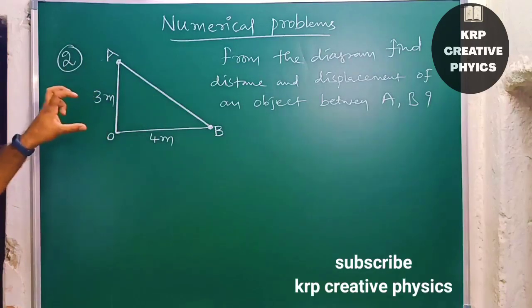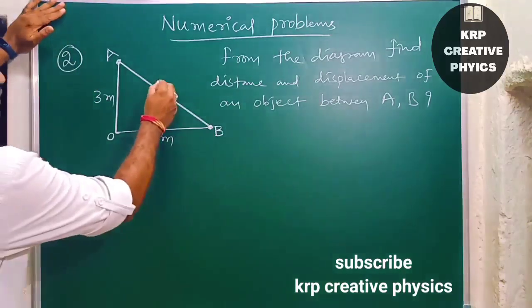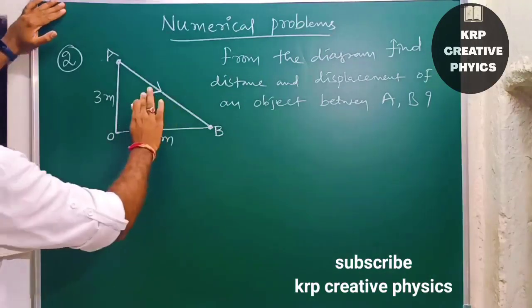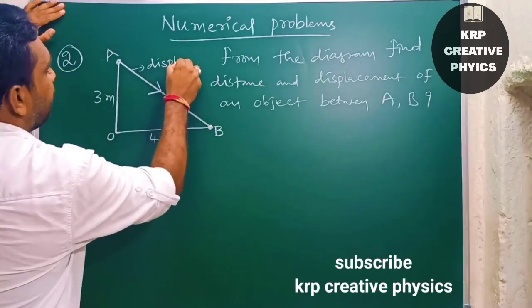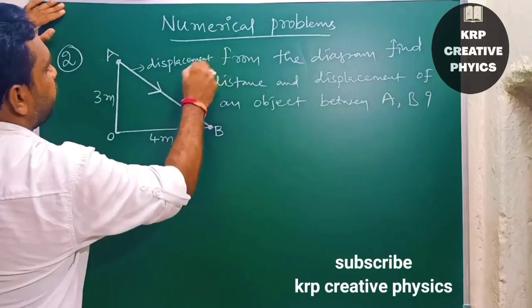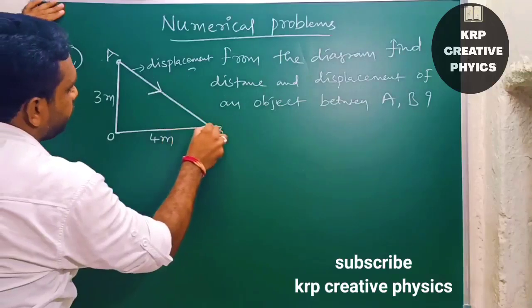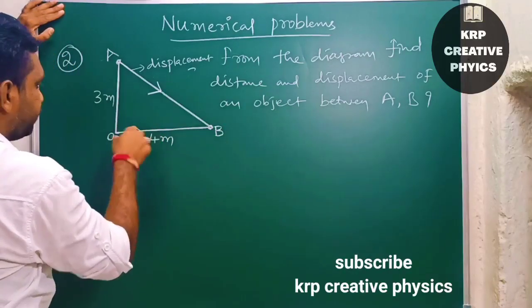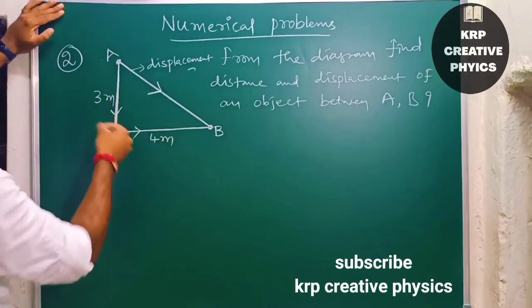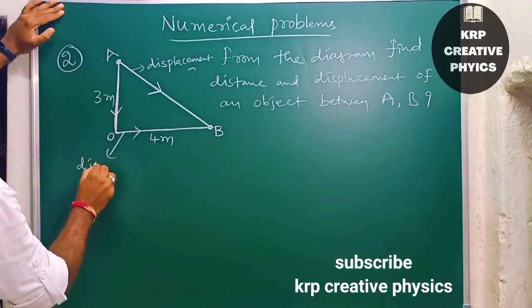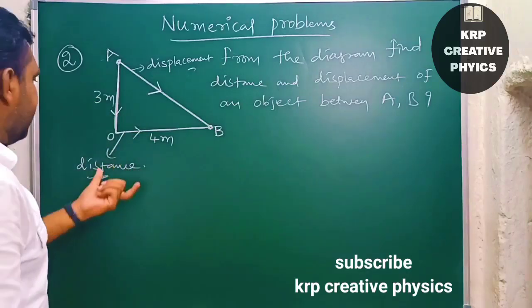And from the diagram it is very clearly known that we have 2 paths between A and B. So this is a straight path. That means it is considered as displacement. It is clearly known that this particular path is representing displacement. Okay? And what about this L-shaped path here? This L-shaped path is representing distance. Okay? So now first we will calculate the distance value here.